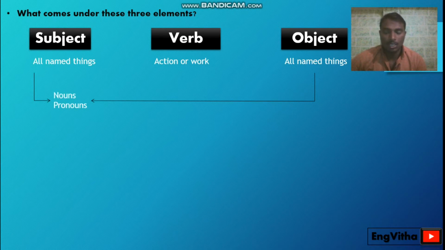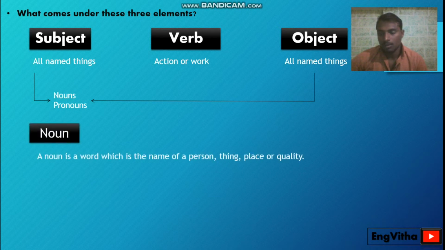So in this audio clip, we would see what is a noun and a few examples of it, and how many kinds of nouns we have in the English language. So first, we would see what is a noun. A noun is a word which is the name of a person, thing, place or quality. If you take anything, if it has a name, that can be considered as a noun.